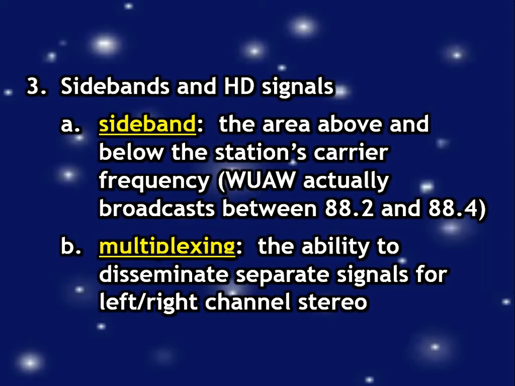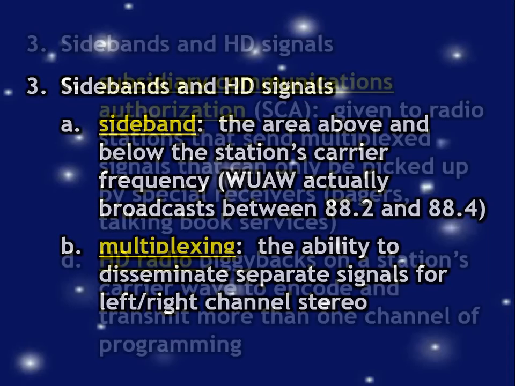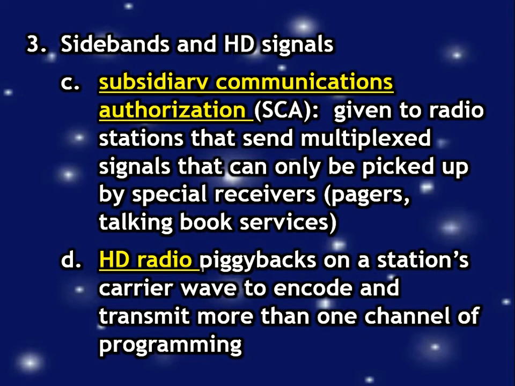Multiplexing, that's the ability to disseminate separate signals for left and right channel stereo. Can give you some interesting options there. SCA, Subsidiary Communications Authorization. This is given to radio stations that send multiplex signals that can only be picked up by special receivers. So we're talking about pagers, we're talking about talking book services. If you know anybody that uses the services of a radio station that broadcasts people reading books for the blind, you have to have a special receiver in order to be able to pick up that radio frequency.